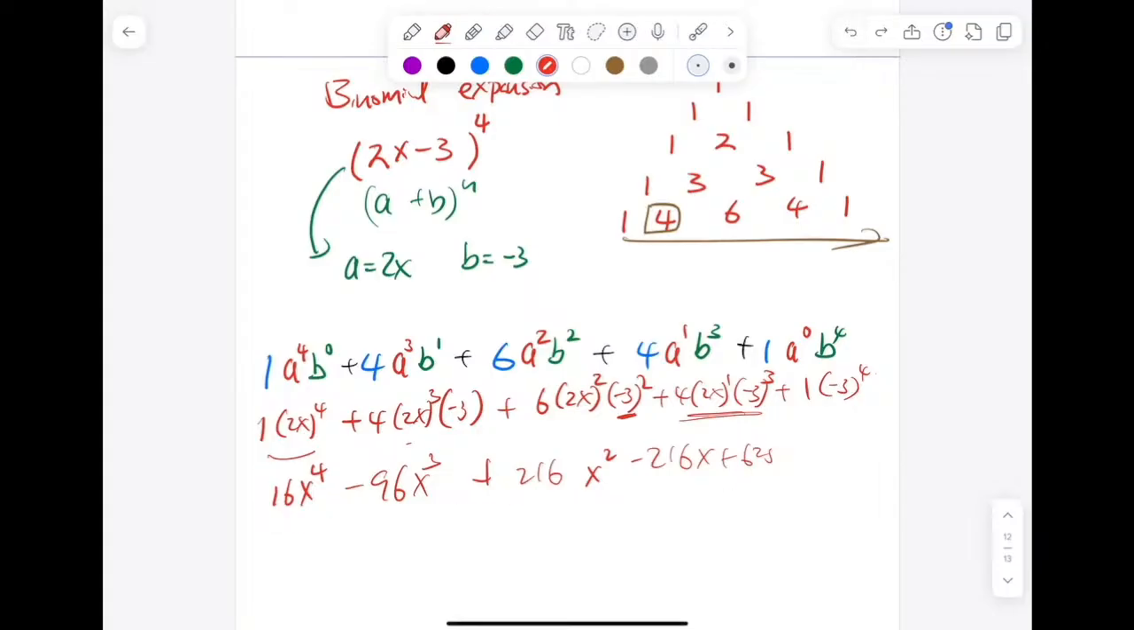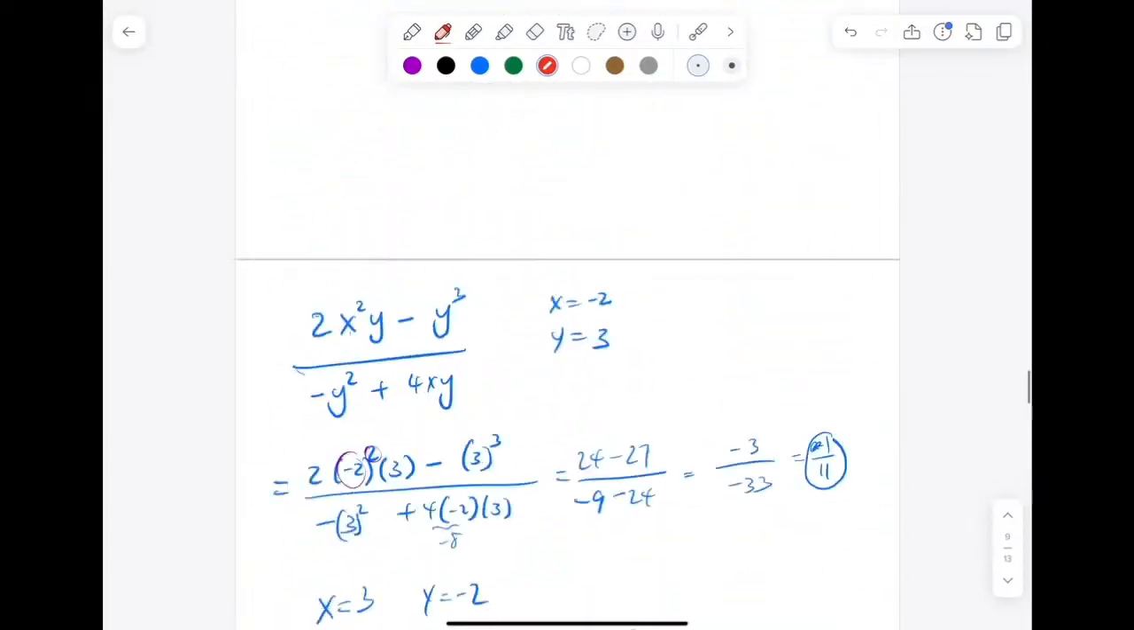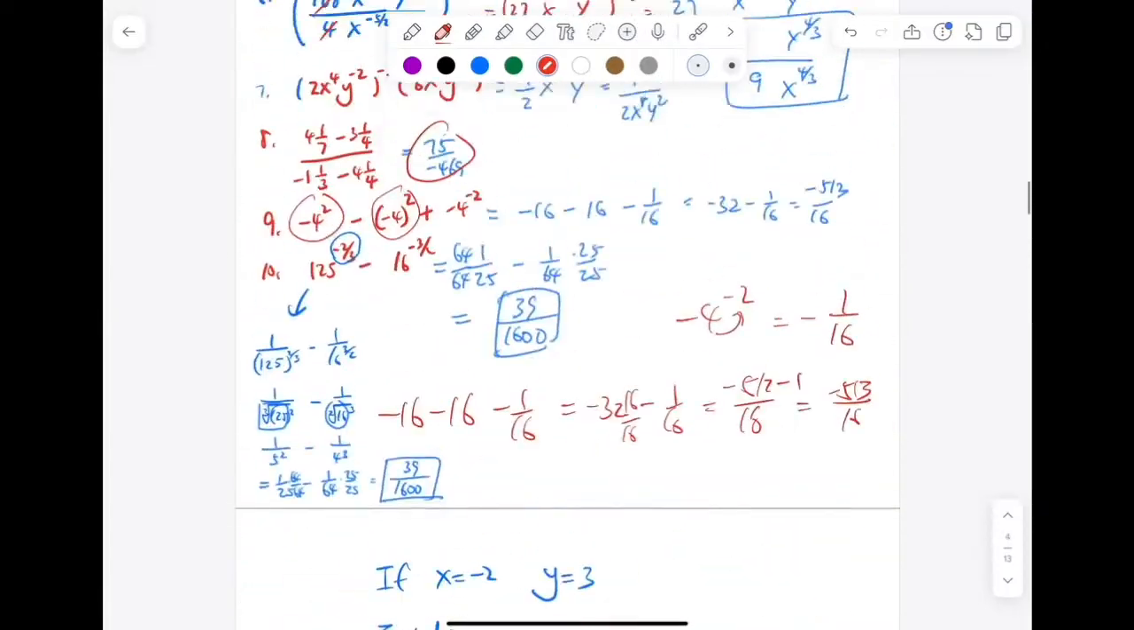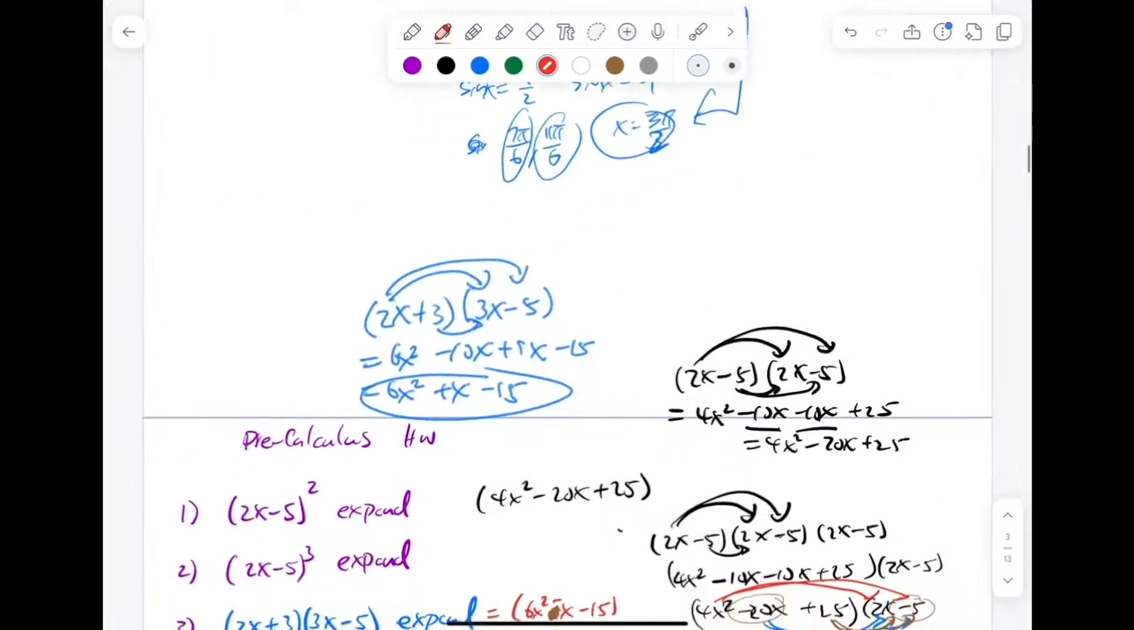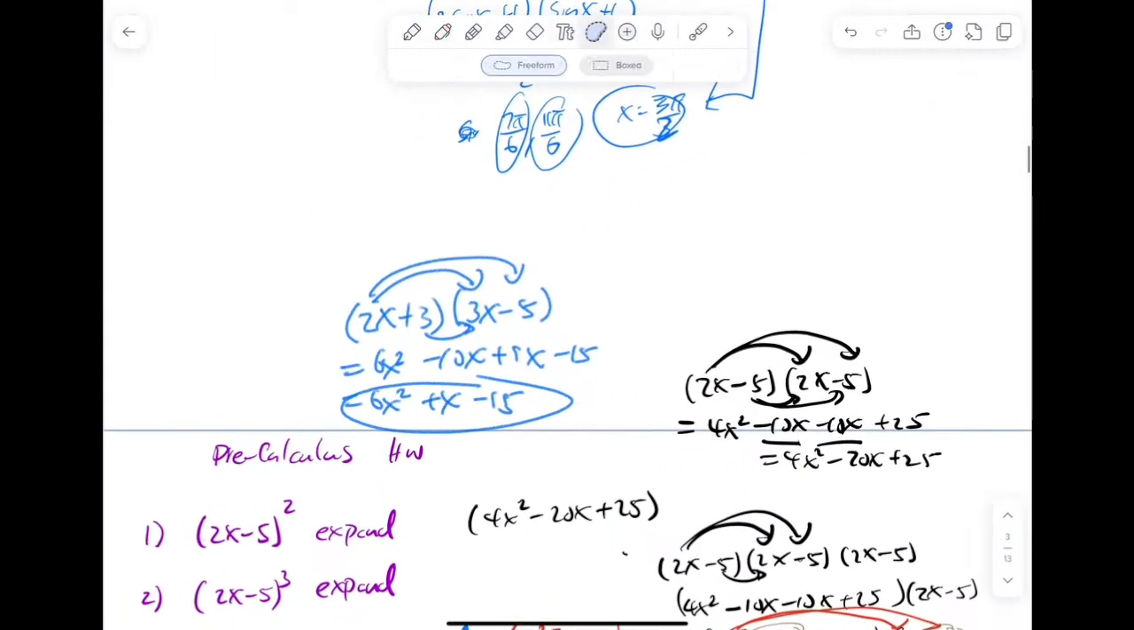Do you remember the homework from the beginning of the class? I think we're going to try this way now. The homework question is 2x minus 5 to the 3rd power.